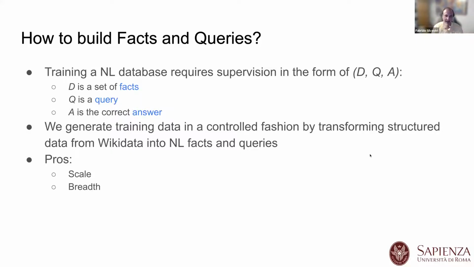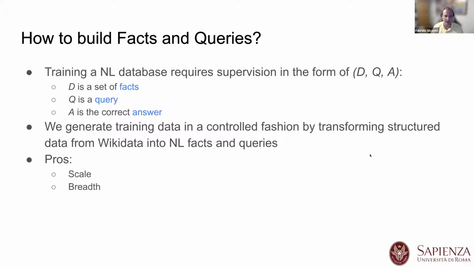Now, again, the goal is to build samples in the form shown in this slide: D, Q, and A. D is a set of facts, or the database, Q is a query, and A is the correct answer. So given facts in D and the query Q, we want to generate the correct answer.